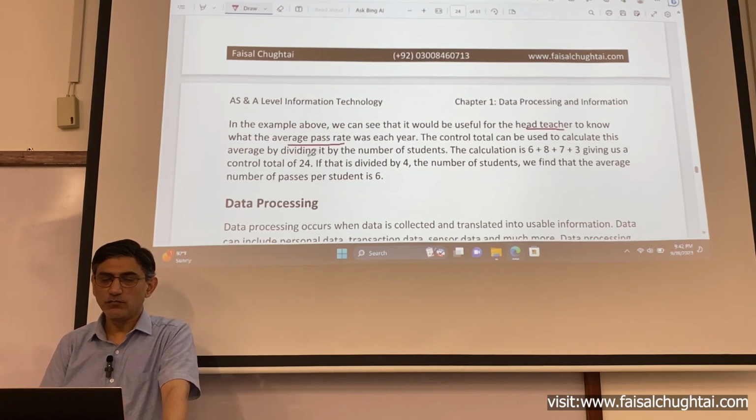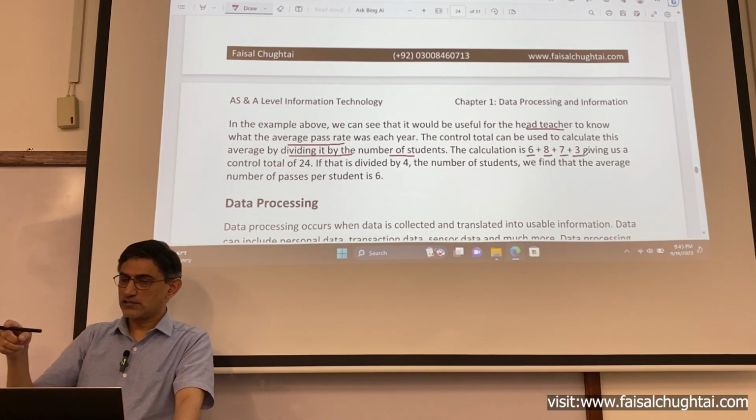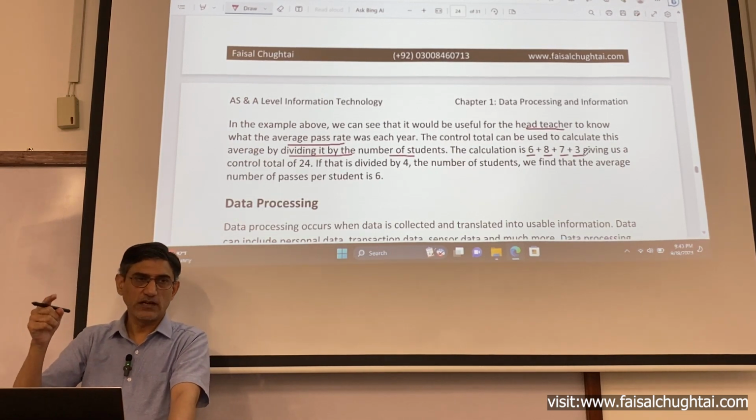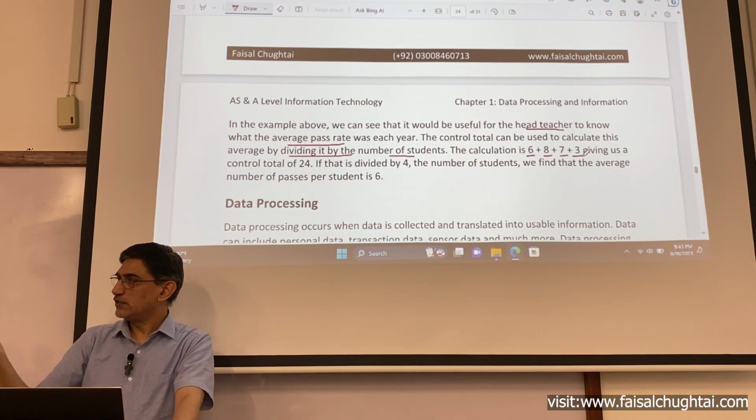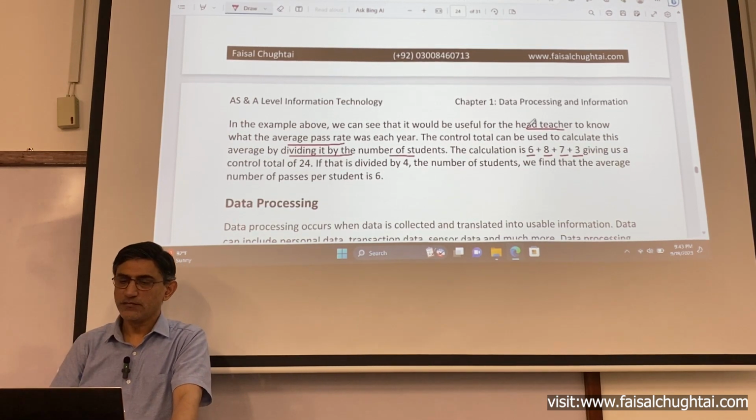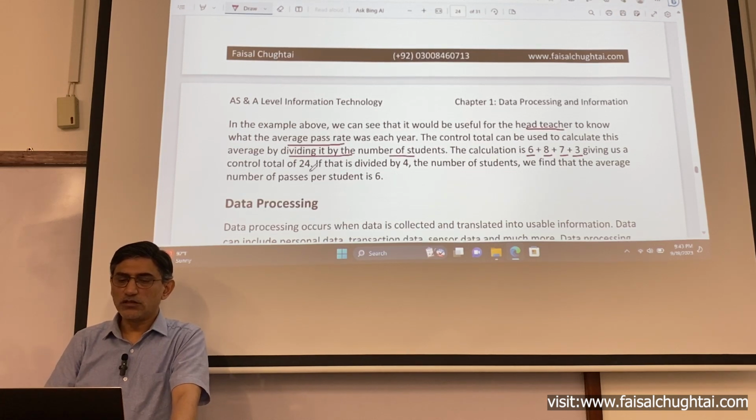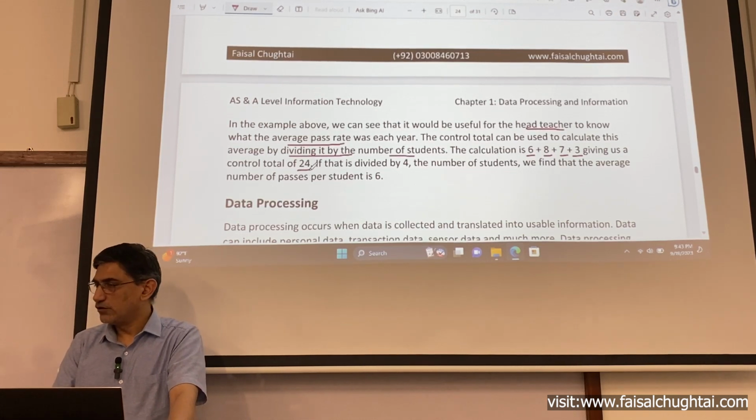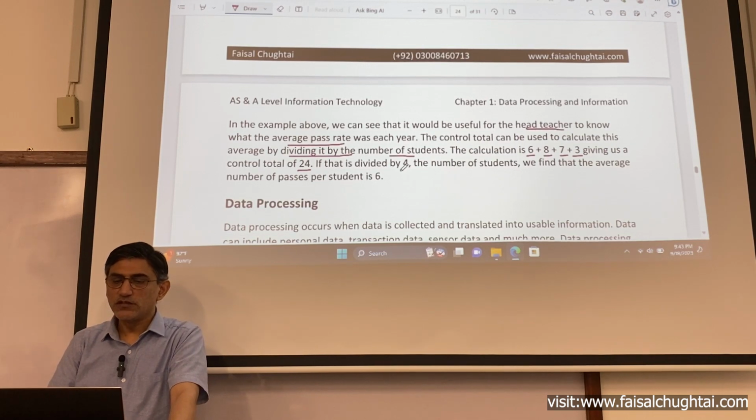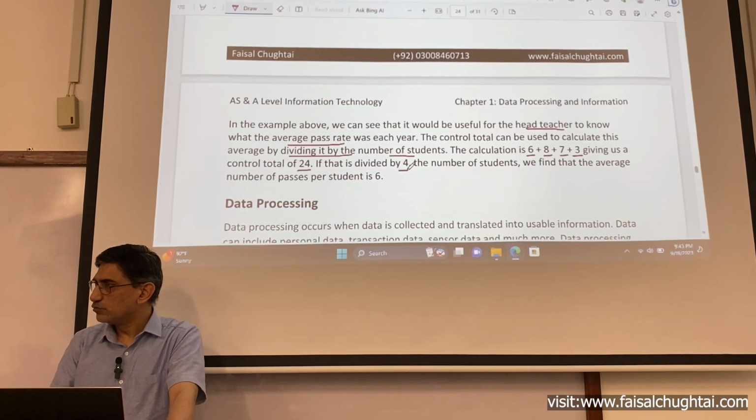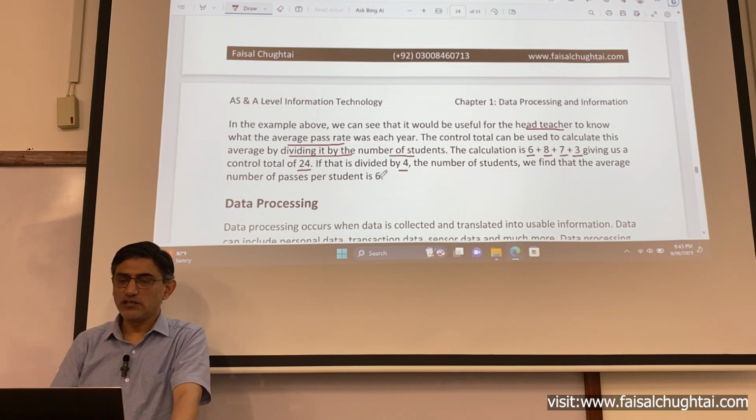average by dividing by the number of students. How would you do this? Well, the calculation would involve adding up the individual exam passes of all the students. One student had 6, another had 8, another had 7, and another had 3 exam passes. So you add them all together, and the total would be 24. You divide it by 4, which is the total number of students. So the average that you would get is 6.